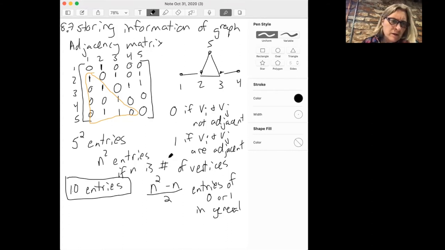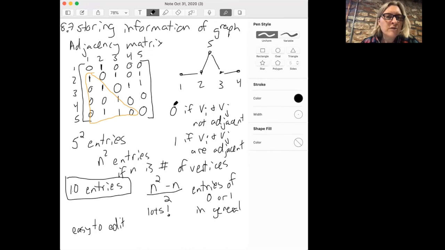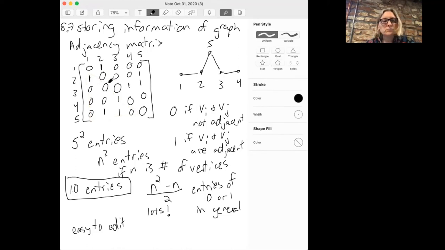Another thing is that this is a lot of entries, especially as n gets big. So that's a little bit of a drawback. But one thing that's nice about this structure is that it's easy to edit. So for example, let's say I wanted to get rid of this edge between 2 and 3. I wanted to erase that edge. Whoops, I didn't mean to erase the edge between 3 and 5. If I wanted to erase that edge between 2 and 3, that would be no problem. I would just go in and delete these two entries and replace them with a 0. And so that's easy to edit. That's one nice thing about this.